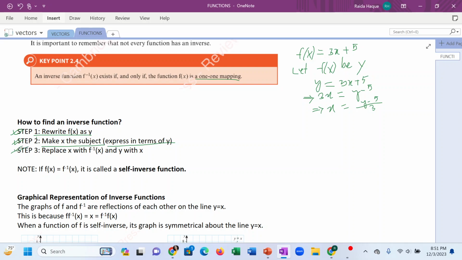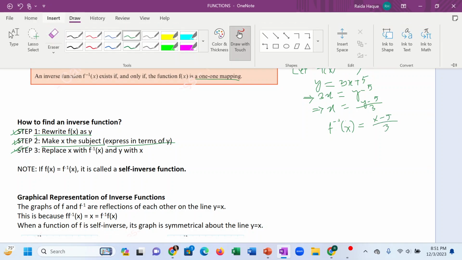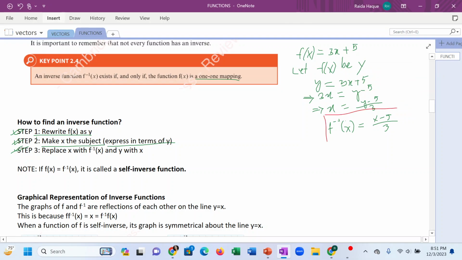We move on to step 3, which is replace x with f inverse x and y with x. So f inverse x becomes x and y becomes x. That becomes (x minus 5) by 3. And now you have an expression for f inverse x.